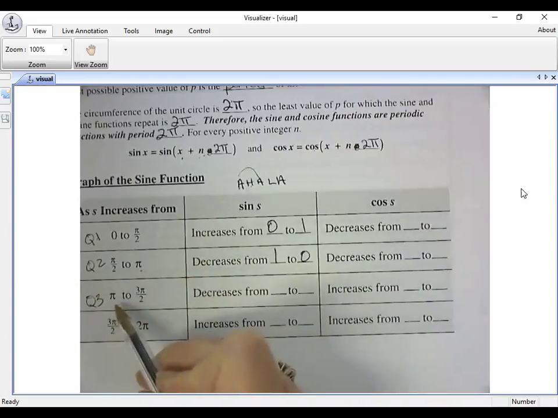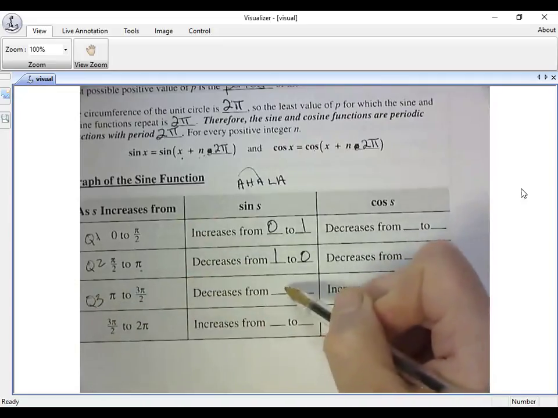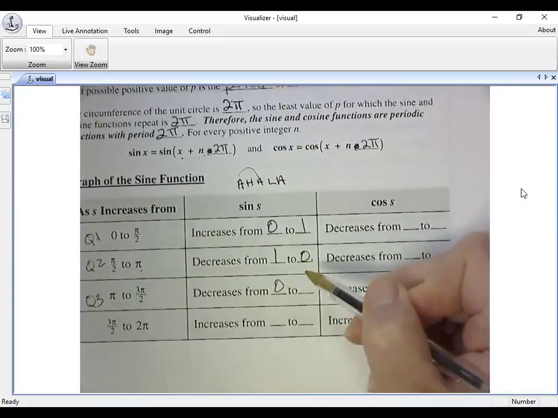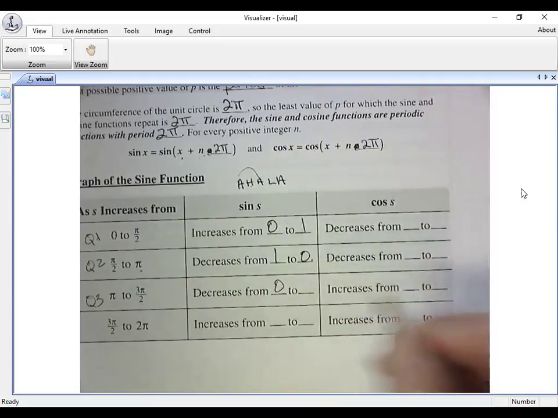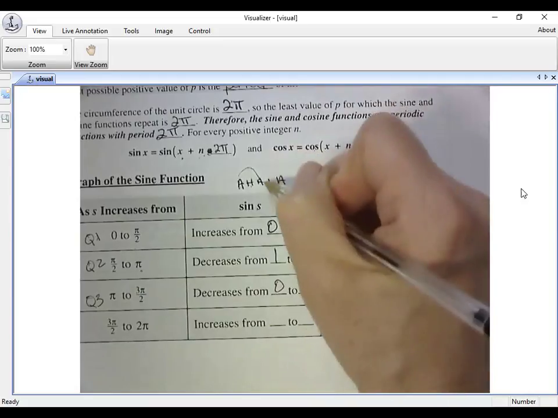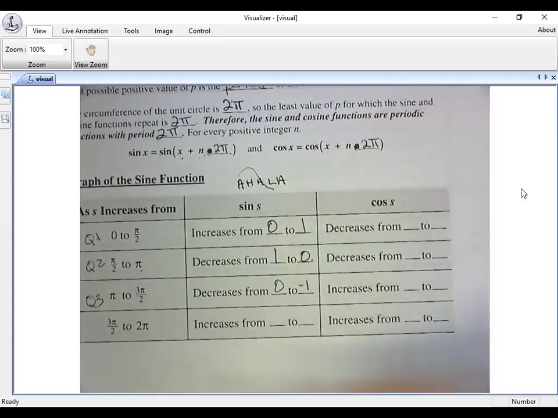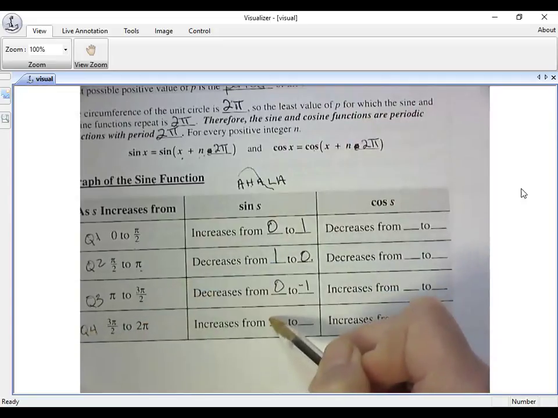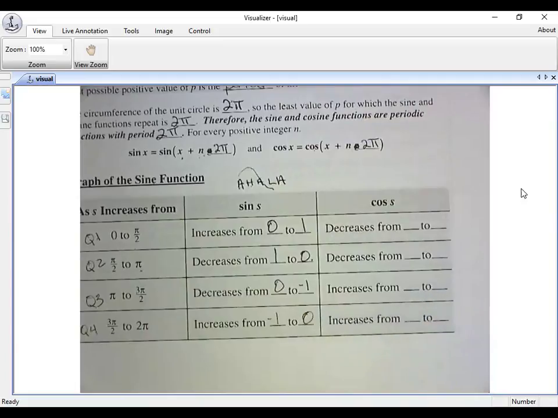When we're at pi, the sine ratio is 0. It's wherever we left off here. And we will end up going to what? -1, because we're going down to the low value. And then in quadrant 4, we go back to 0. Okay, so this is just kind of filling in these key points.